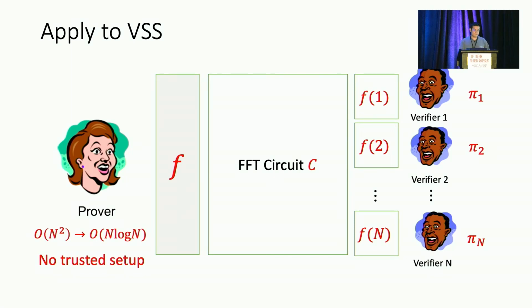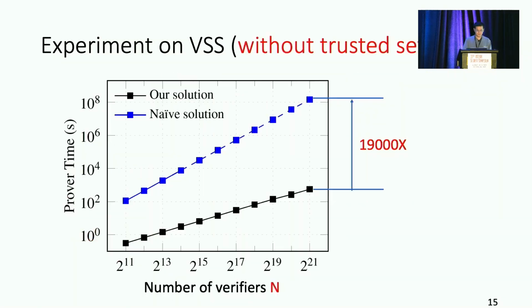And we can build a VSS without trusted setup if we apply the transparent ZKP protocols like Hyrax or Virgo on the circuit. And that is the experimental result on our VSS without trusted setup. The black square represents our solution, and the blue one represents the naive solution. As you can see, our solution is much, much faster than the naive solution. And the naive solution cannot scale up to large instances. And as the number of parties increases, the gap becomes bigger.